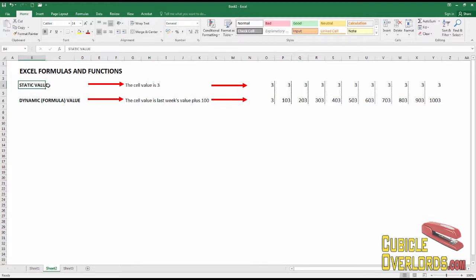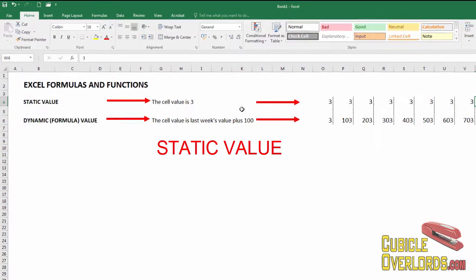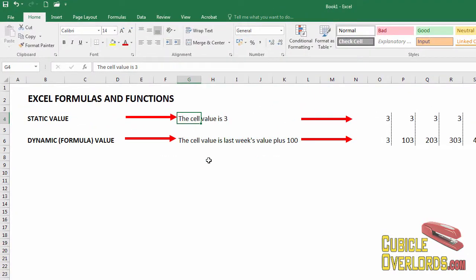Now, a static value is, for example, if I told you the cell value is 3, and if you were calculating cell values, let's say you had a calculator in your hand right now, and you were calculating the stuff that I said, and I told you your value is always going to be 3, then the result that you would give me is simply 3. If I say, what's the result for week 1? Well, it's 3. And for week 2, the result is 3. For week 3, the result is 3, and so on. That's a static value. It doesn't change. The cell value is always equal to 3.